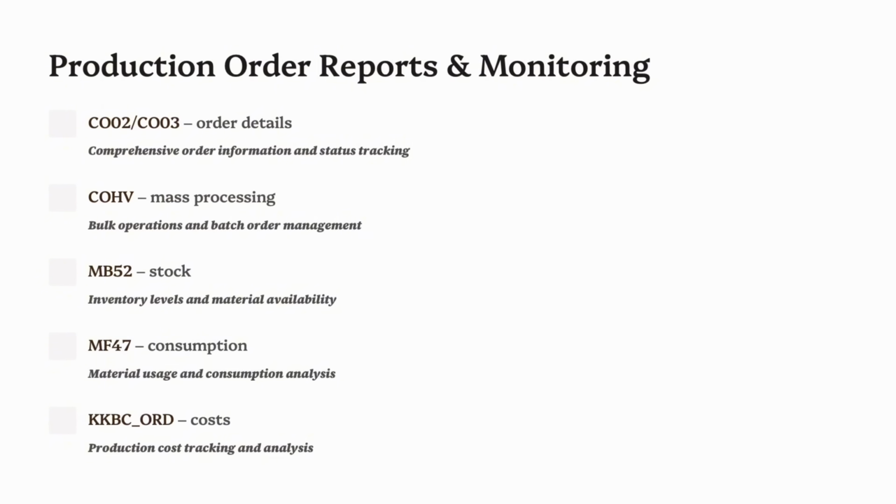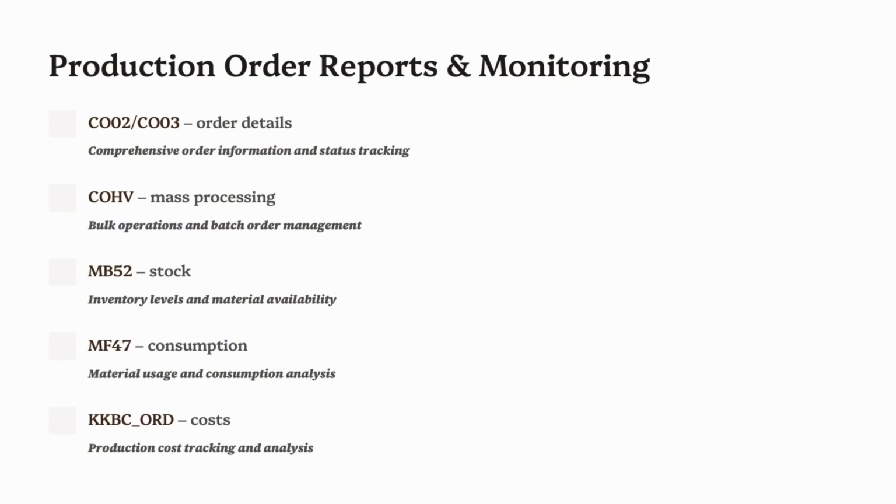SAP PP provides several standard reports and transaction codes for this purpose. Key reports and monitoring tools. CO02/CO03. Display and change production orders to check details or make adjustments. COHV. Mass processing of production orders, useful for releasing or closing many orders at once. MB52. Stock overview. See current inventory status for materials related to the orders.